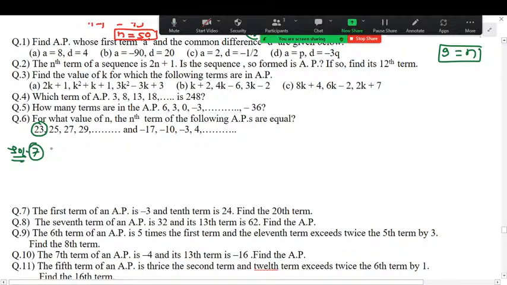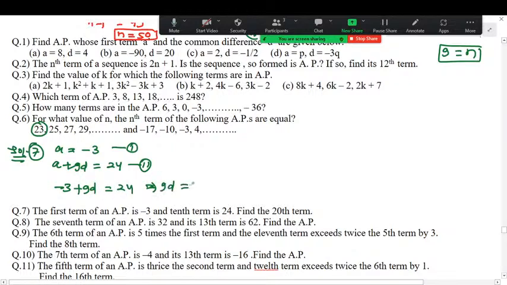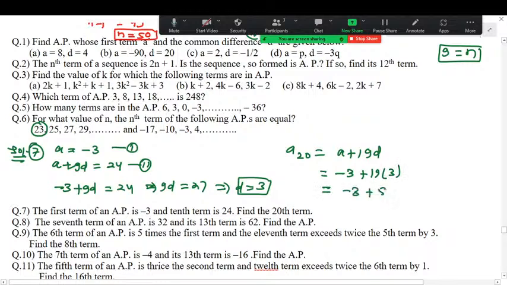Okay, please. First term is A, that is minus 3, and 10th term is A plus 9D, that is 24. What you can do to find out D, you just substitute A in the second equation, and if you do so, it will be minus 3 plus 9D being 24. That is further 9D is 27. That is D is 3. You are given with A and D. Now if you want to find out the 20th term, you can figure it out by putting the value of A and this D. And here minus 3 plus 57, that is 54 is your answer.